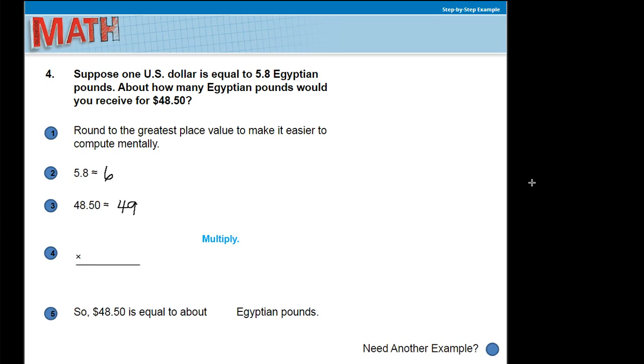Okay, easy number. If you want to do easy numbers, which you should do easy numbers, I know that 6 times 8 is 48. So you can do that, or you can do 50, because I know 6 times 5 is 30, so if you multiply 6 and 50, we're going to get about 300 Egyptian pounds. Okay, you just got to think of easy numbers that you can multiply by. I know 6 and 5 are easy for me, and I can get that to 30. All right.